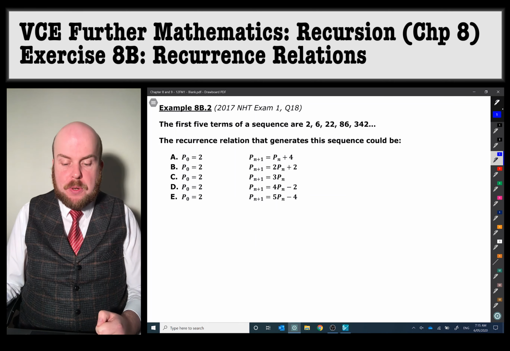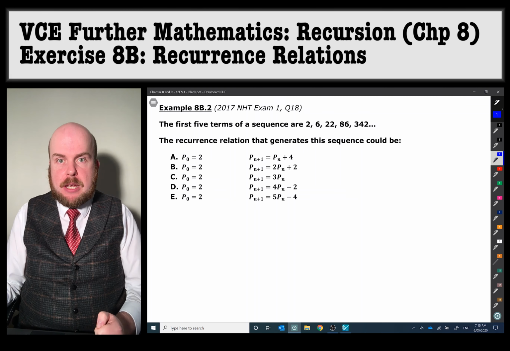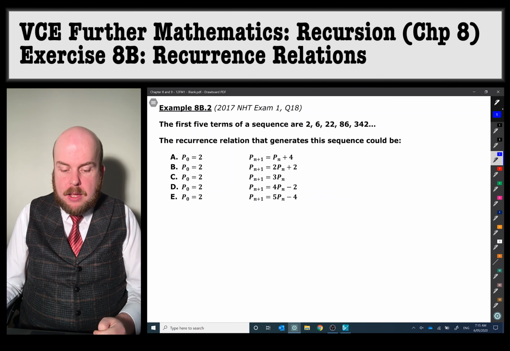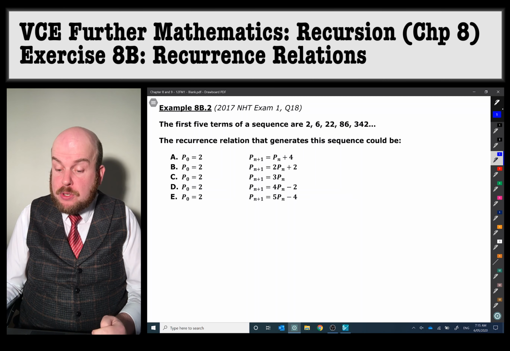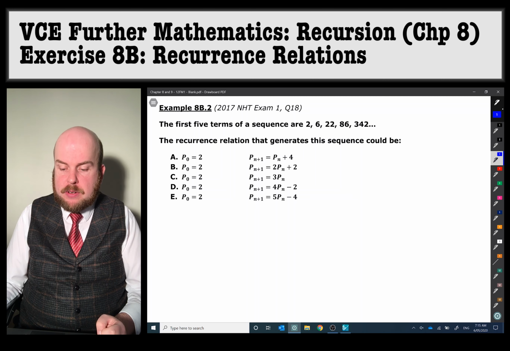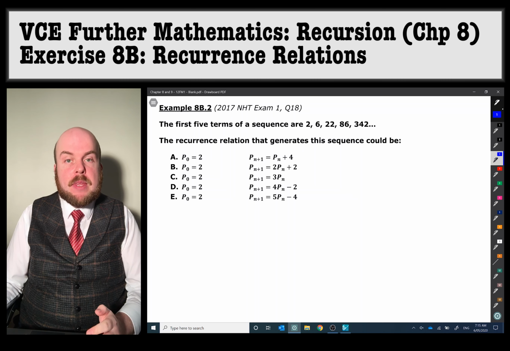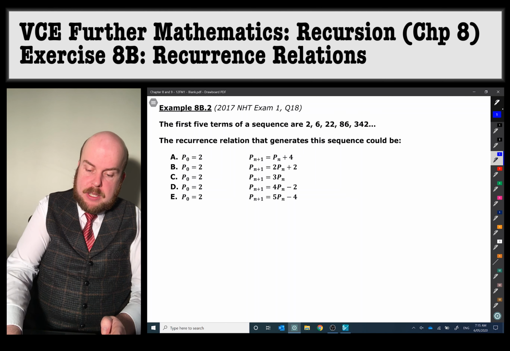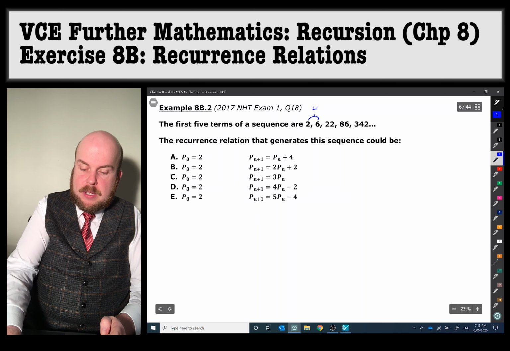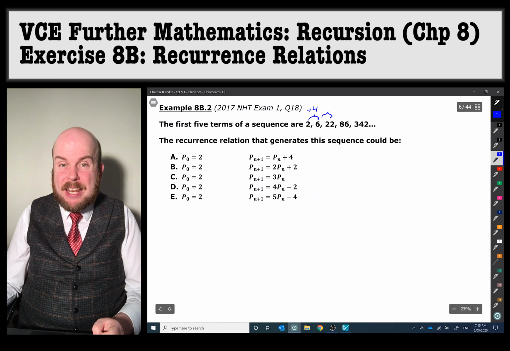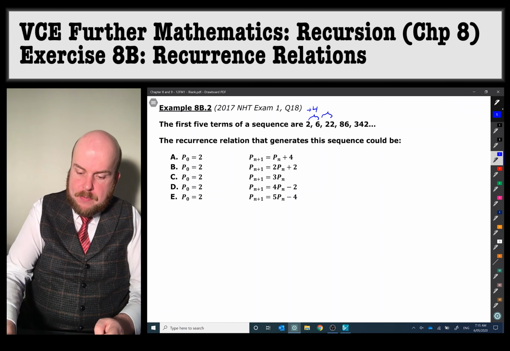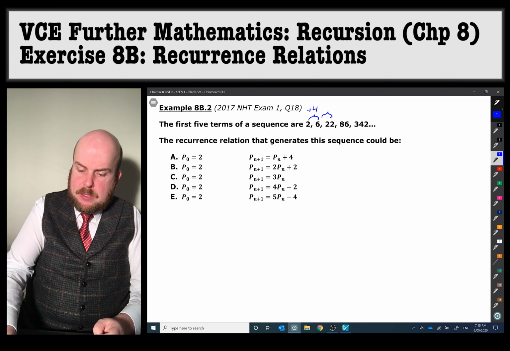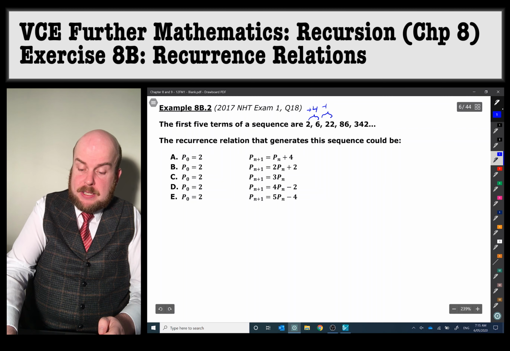Example 8b.2. This is coming from the Northern Hemisphere timetable VCAA exam. The first 5 terms of a sequence are 2, 6, 22, 86, and 342. The recurrence relation that generates this sequence could be one of the following. Now this is interesting because I think you'll find that if we look at the gaps in between them, that's an increase of 4, we'll notice that the next one is more than an increase of 4. It's actually going to be an increase, well, 6 plus 4 gets me 10 plus another 12, so that's an increase of 16.